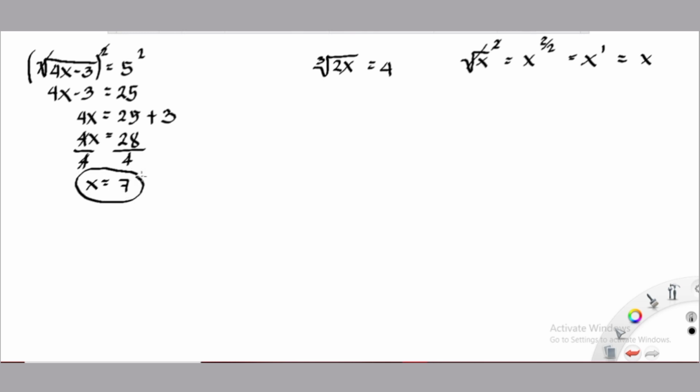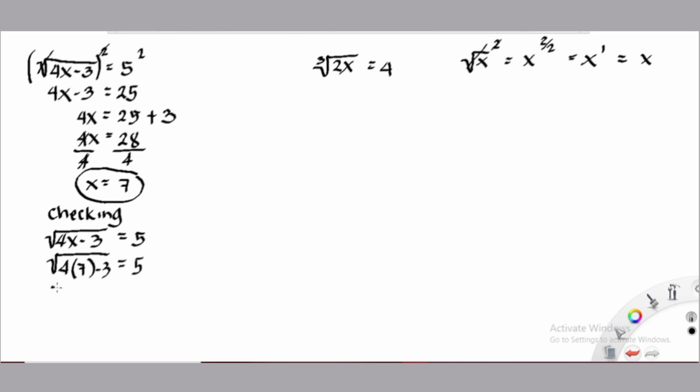And once we got the value of x, we should not forget to do the checking. We will check if 7 is a correct solution to our equation. So again, let us copy the original given, and that is the square root of 4x minus 3 equals 5. Substitute 7 to x, so this will become the square root of 4 times 7, minus 3. Is it equal to 5?